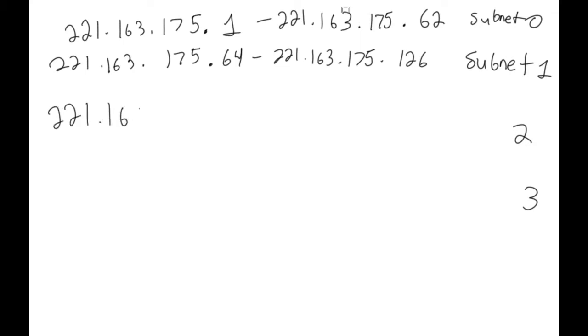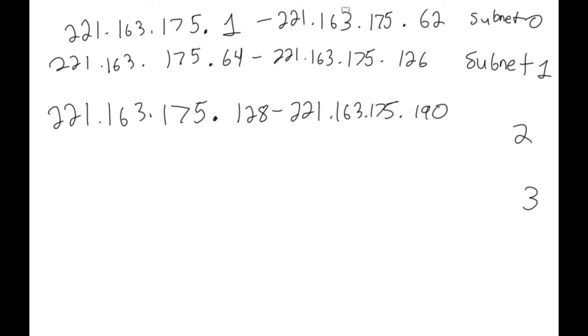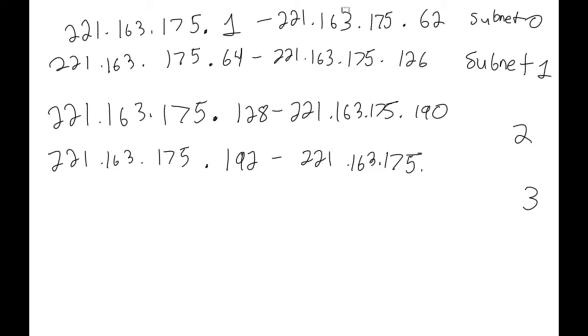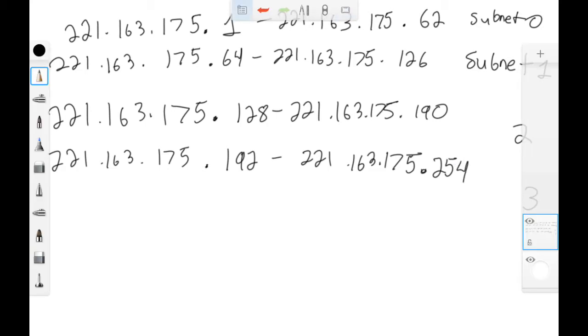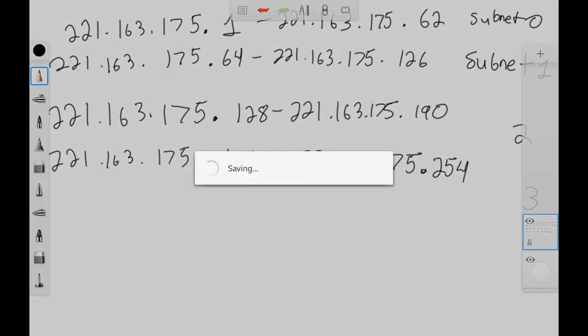So then for subnet 2, 221.163.175.128 through 221.163.175.190. Why is it not 191? Because you can't use the broadcasting address. And for subnet 3, 221.163.175.192 through 221.163.175.254, I believe. Let me see here. Let me double check in that other save. I'm going to save that.